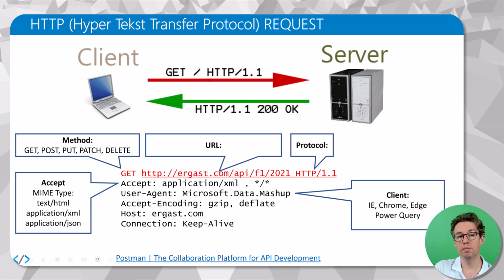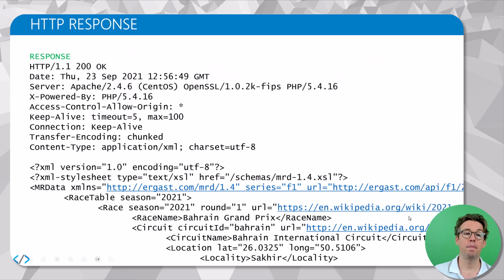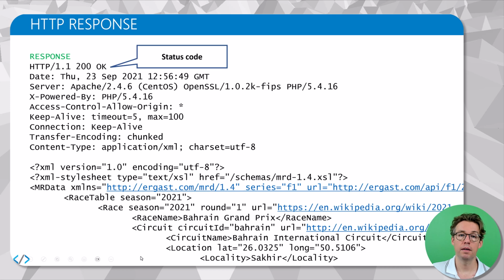And then the request will be sent to the server by the client. In our case, that's Power Query. And then we get a response back, hopefully. We get the response code, the 200, that's okay. And then we get the content type, that's what we got. So we ask for XML, and hopefully we'll also get XML. But sometimes you get something else. And here is the XML that we want to work with.